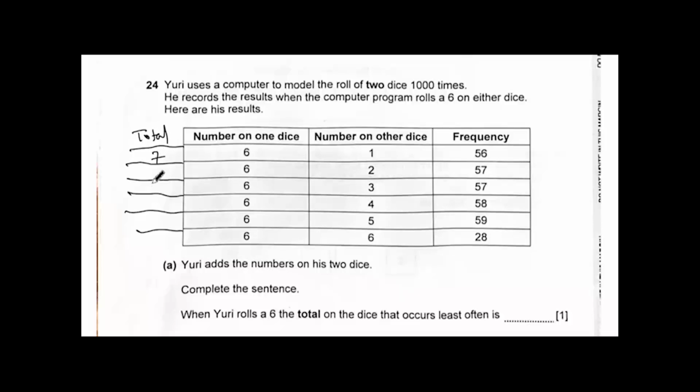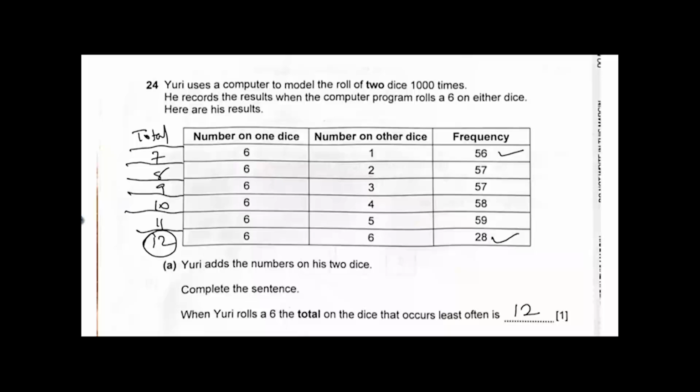6 add 1, 7, 6 add 2, 8, 6 add 3, 9, 6 add 4, 10, 6 add 5, 11, and 6 add 6, 12. Complete this sentence. When Yuri rolls a 6, the total on the dice that occurs least often is. So let's see the total. The total 7 appears 56 times. If you check like that, you see that the least is 28, and the total is 12. That means the total 12 occurs least. So this place will be 12.